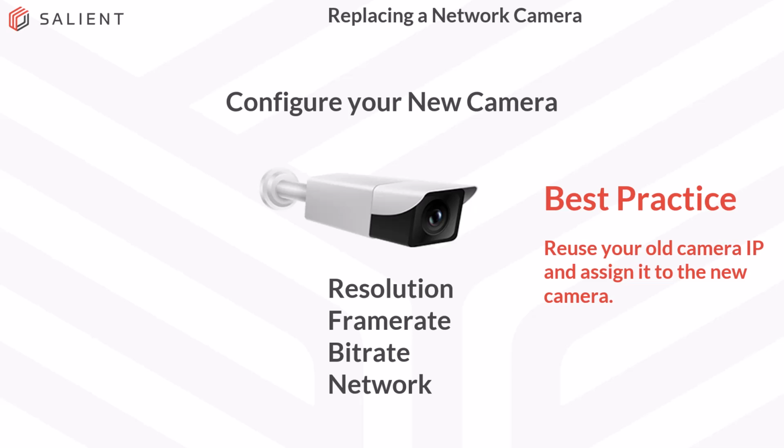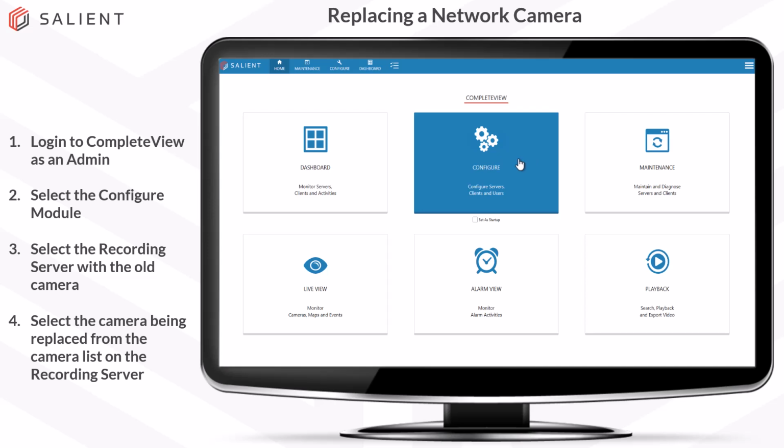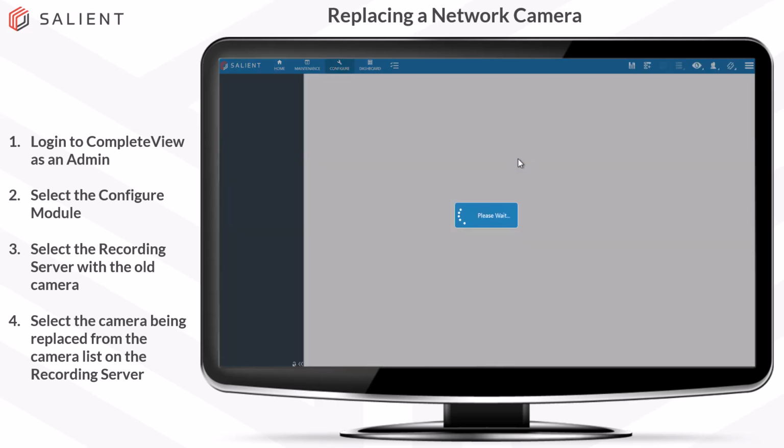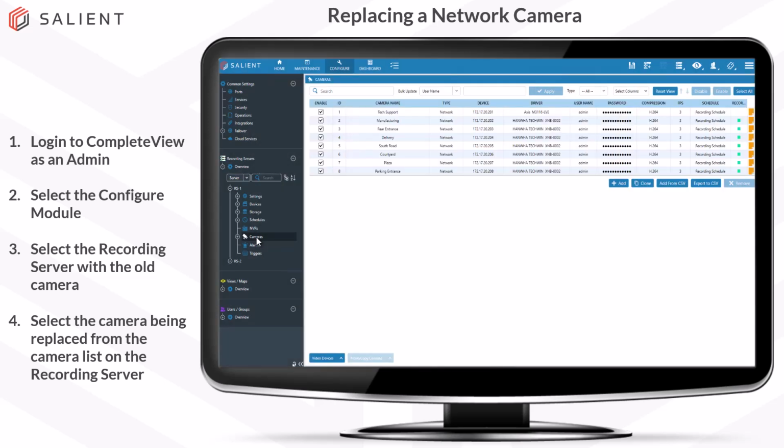When that's complete and you have the camera mounted and positioned, you can change your camera configuration settings in CompleteView. To do this, log into CompleteView as an admin, select the Configure module, and then locate the recording server that has the camera that you're going to replace. In the recording server nav, select the Cameras option from the menu. Locate the old camera in your list, and then you can edit the settings to match your new replacement camera.